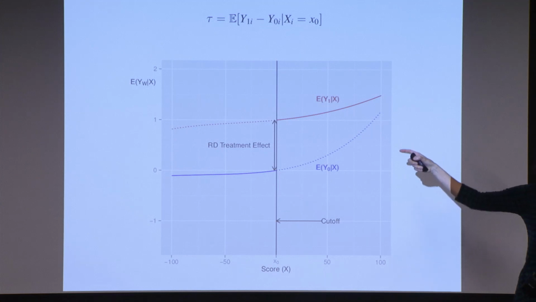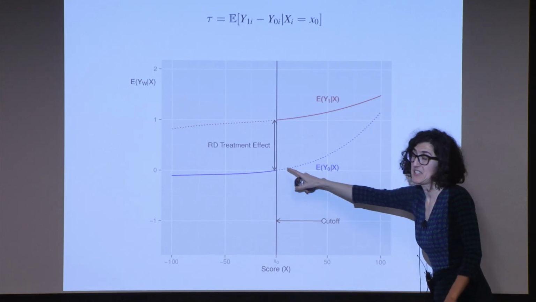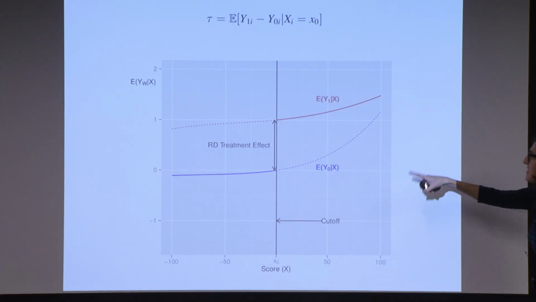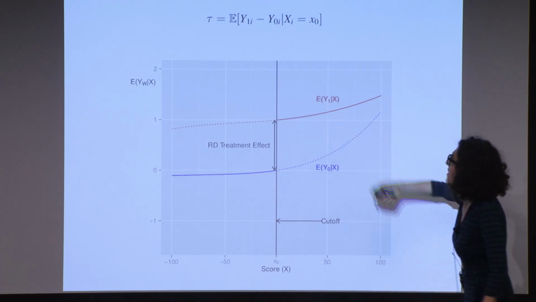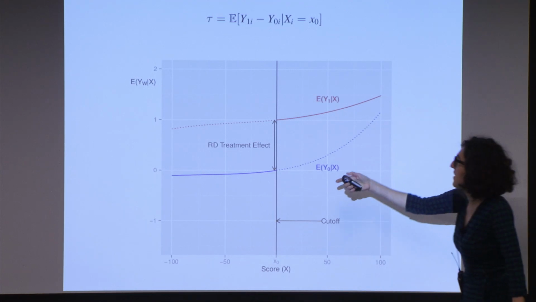And that's the second part of the talk, if I get to it, that's a big weakness, okay? But bear with me. This is the parameter of interest, which is right there. It is the average treatment effect right at the cutoff.